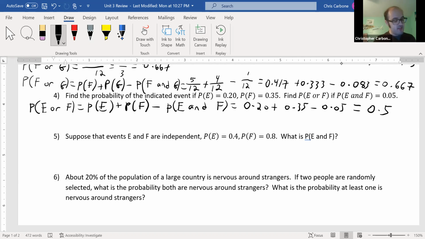For question number 5, now suppose the events E and F are independent. So the probability of E is 0.4, and the probability of F is 0.8. We want the probability of E and F.